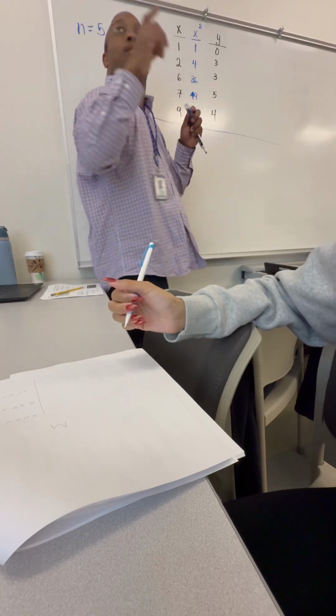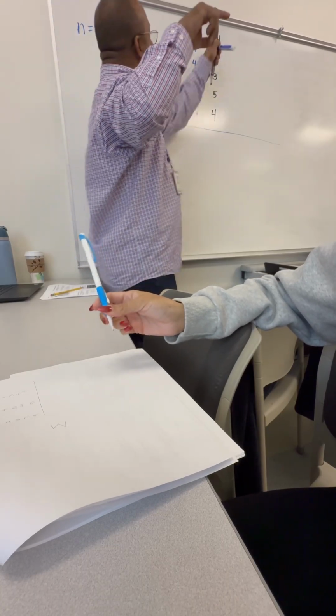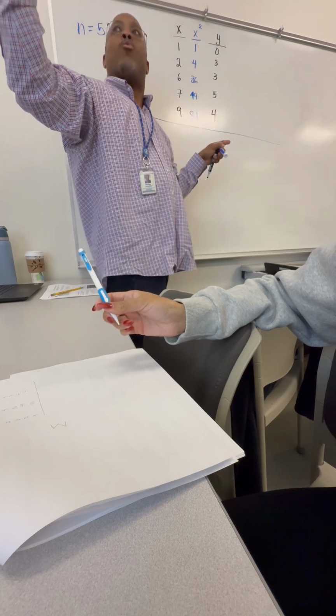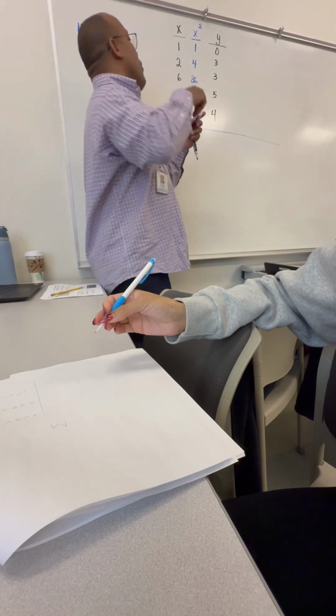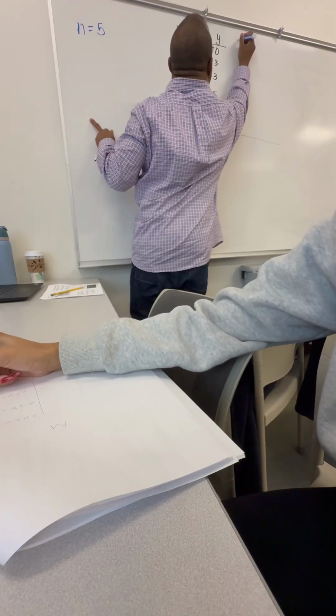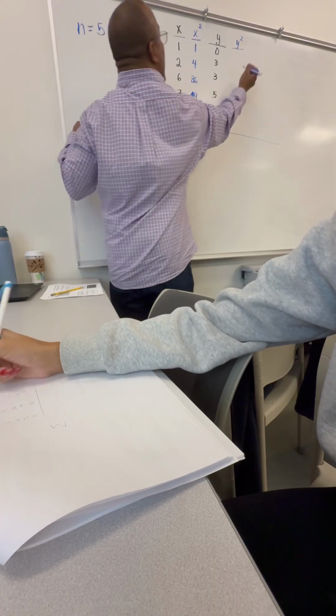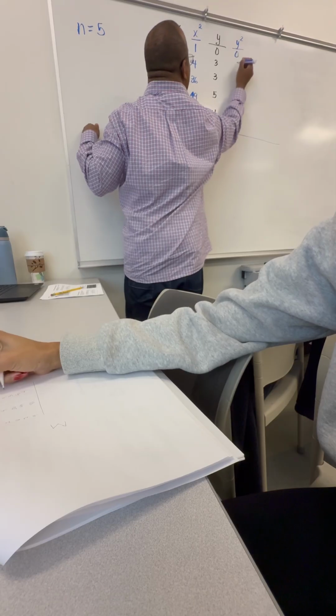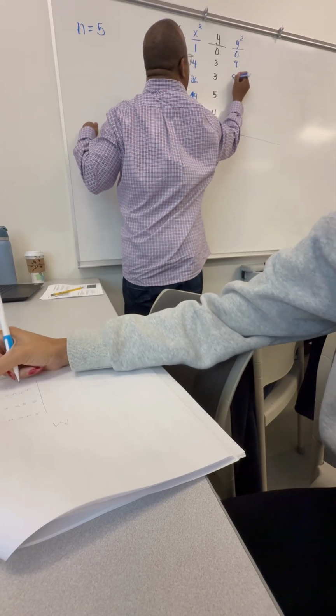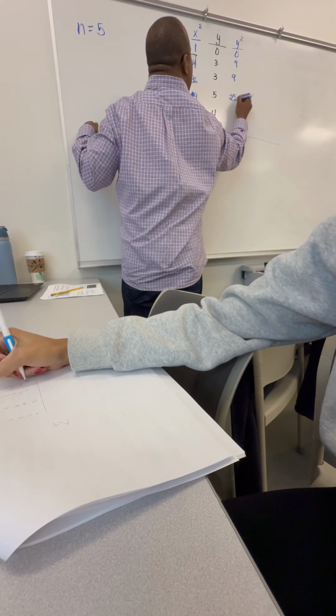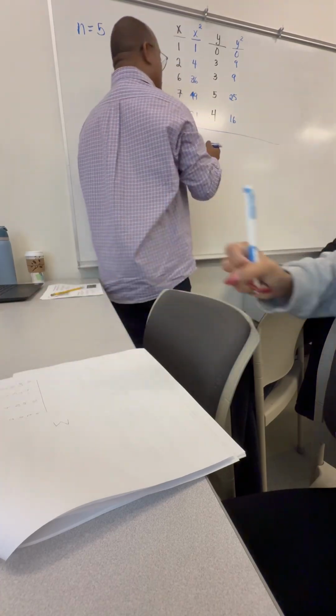And then we have a summation y. We have the y column, but we also have a summation y squared. So we have to make a y squared column. We have to square these values. Tell me what to write. 0, 9, 25, and 16. That's right.